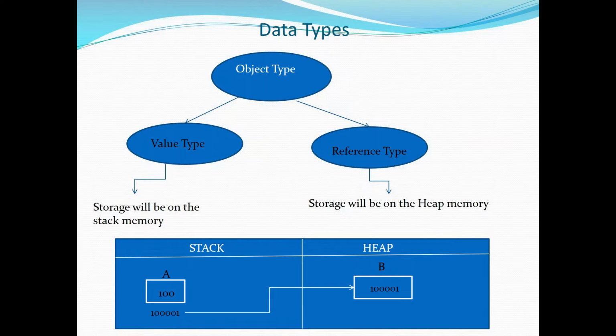When you talk about object type, it is divided into two categories: value type and reference type. This is very important. Many interviews will ask this question: what is object type, what is value type, and what is reference type? Once again, in C#, each and every data type is considered as object type. It has been divided into two categories, value type and reference type. So what is value type and what is reference type?